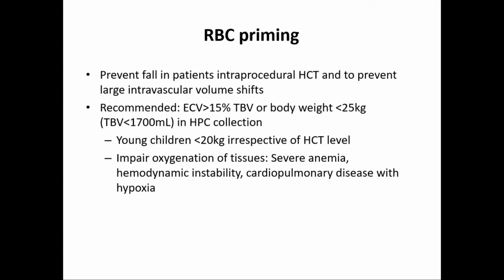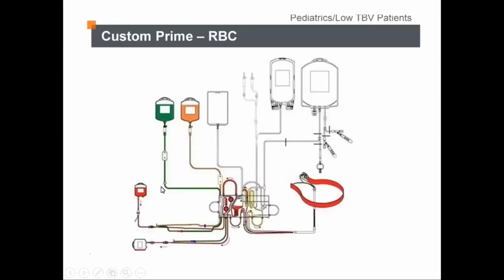So RBC priming is indicated for someone with low blood volume. It prevents intra-procedural hypotension and large intravascular volume shifts. The general recommendation is, if someone's extracorporeal volume is more than 15% of the total blood volume, or if the patient's body weight is less than 25 kgs, we generally advise priming. Priming is also indicated in patients with impaired oxygenation of tissues, severe anemia, hemodynamic instability, or cardiopulmonary disease with hypoxia.